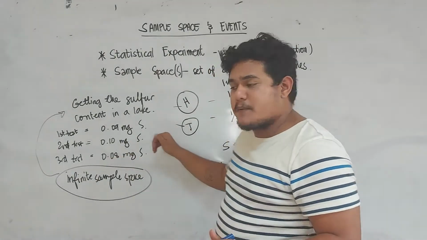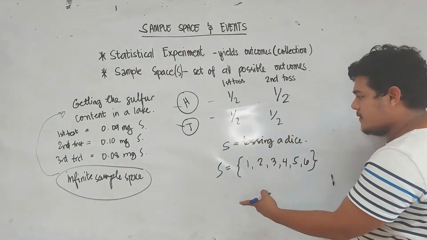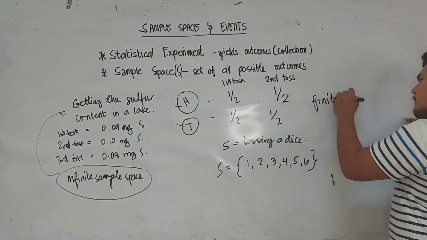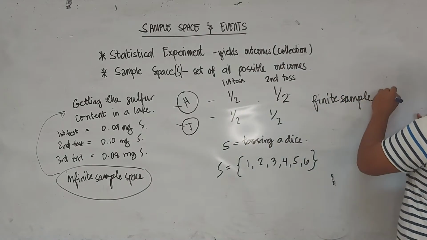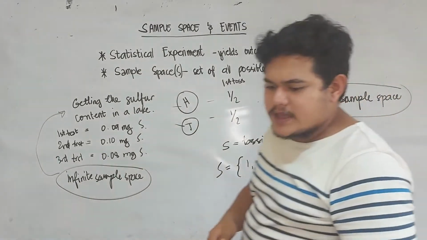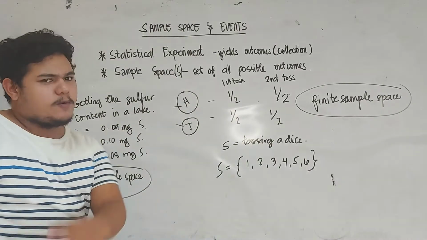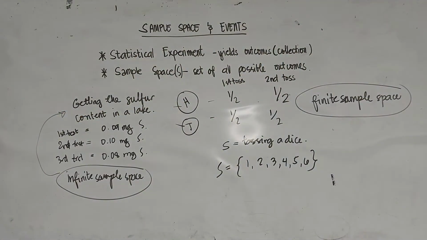So if that is an infinite sample space, what do you think tossing a coin or tossing a dice is? That is a finite sample space. So there are two types of sample space: the infinite sample space and the finite sample space. When we say finite sample space, it means it has a limit. For example, if you toss a dice, the limit is only from 1 to 6. You will not see a 7 on a dice, because then it is not a dice.